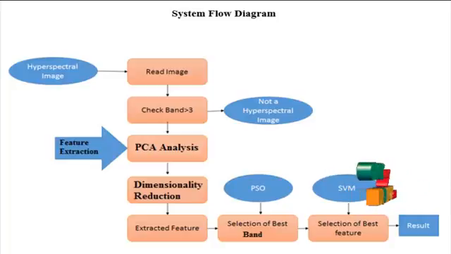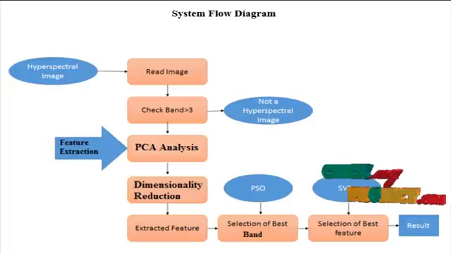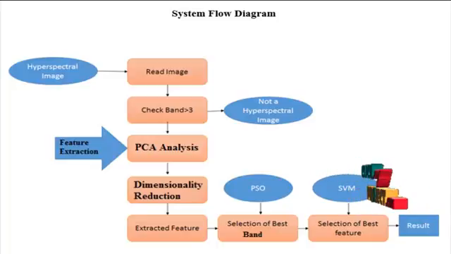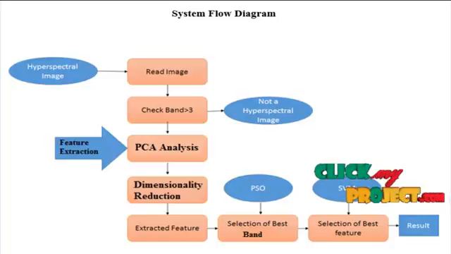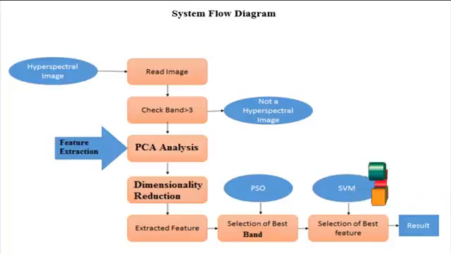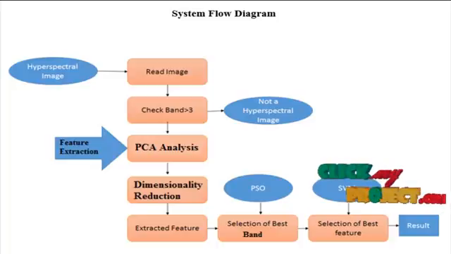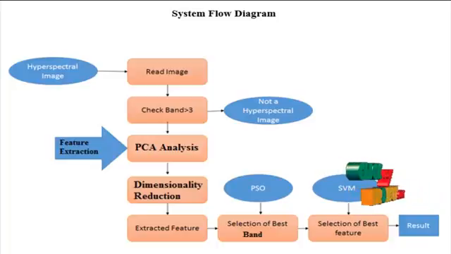Next, the principal component analysis, that is PCA. PCA is the simplest of the true eigenvector based multivariate analyses. Often its operation can be thought of as revealing the internal structure of the data in a way that best explains the variance in the data. If a multivariate dataset is visualized as a set of coordinates in a high dimensional data space, PCA can supply the user with a lower dimensional picture, a projection or shadow of this object when viewed from its most informative viewpoint.